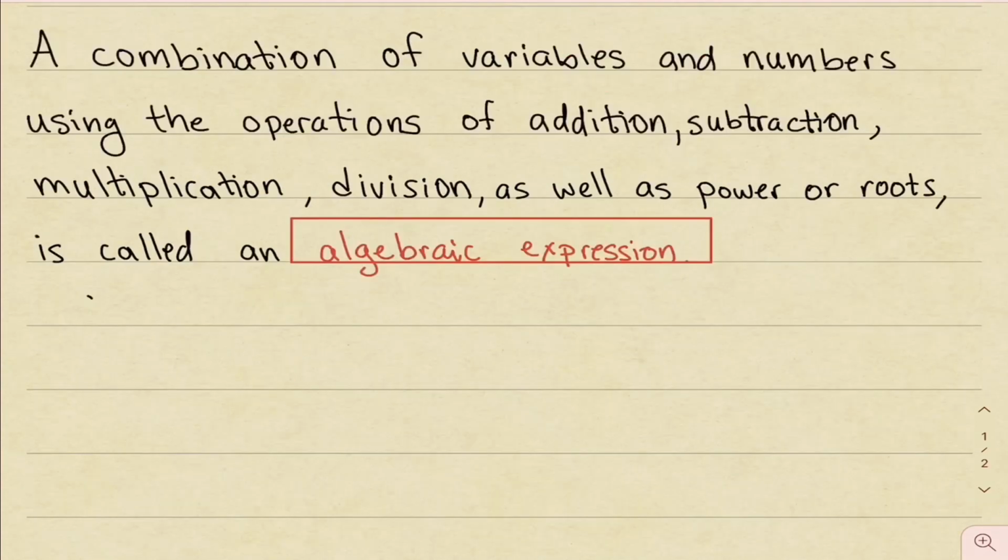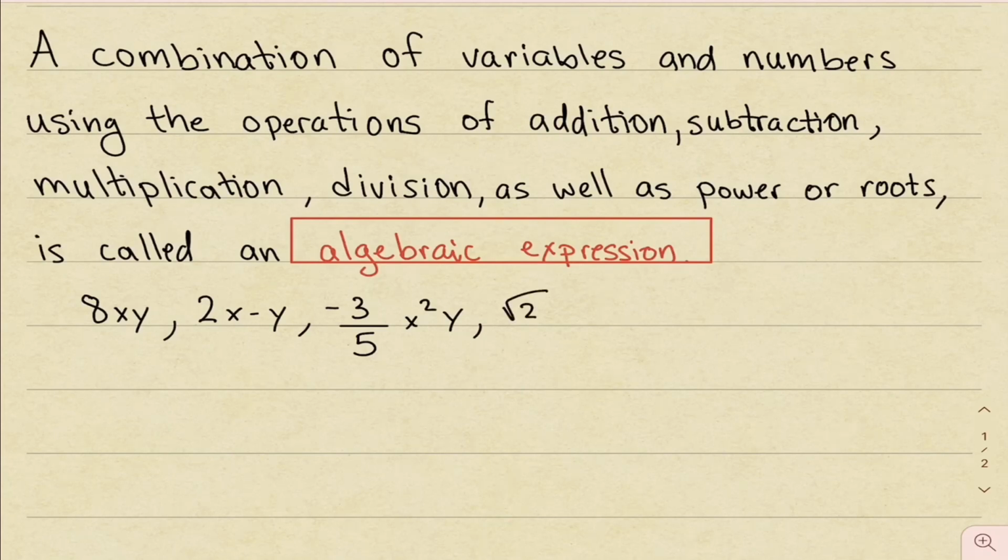For example, if we have 8xy, 2x minus y, we can have negative 3 over 5x squared y, or radical 2x plus 5. So these examples are algebraic expressions. As we can see here, we have combinations of variables and numbers used in multiplication. Over here, we have combination of variables and numbers used in subtraction. So anytime we have combination of variables and numbers used in any operation, that's called an algebraic expression.